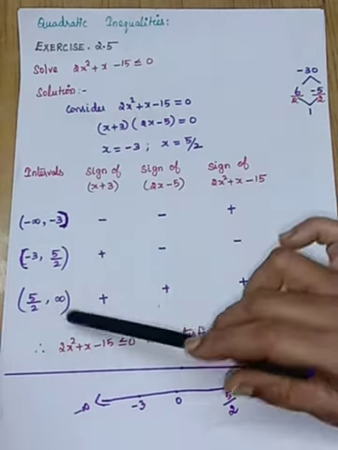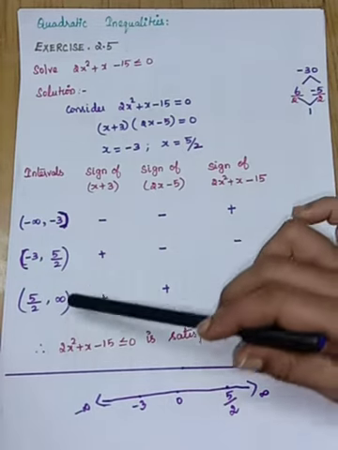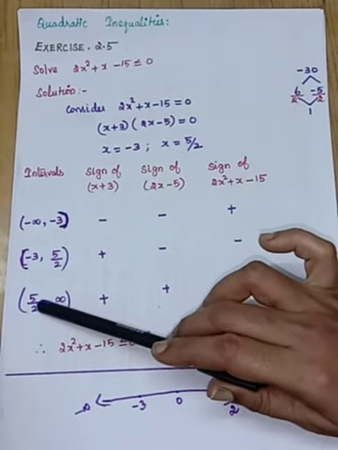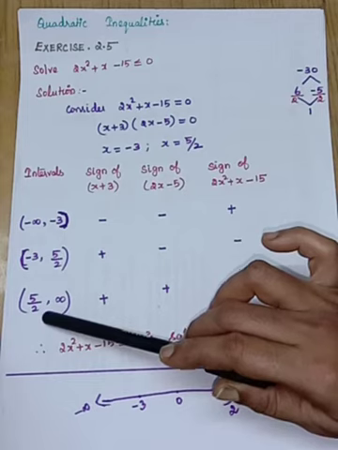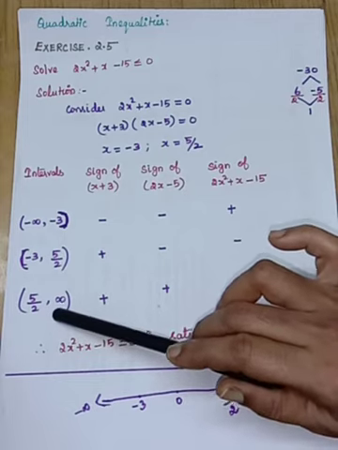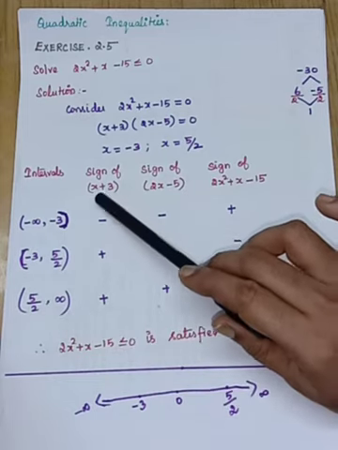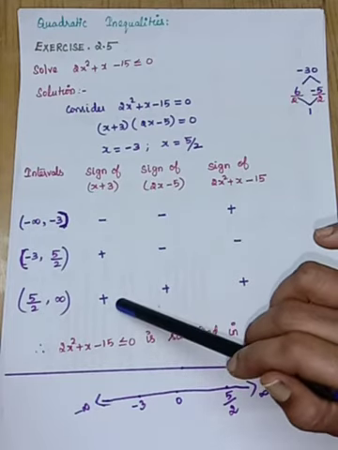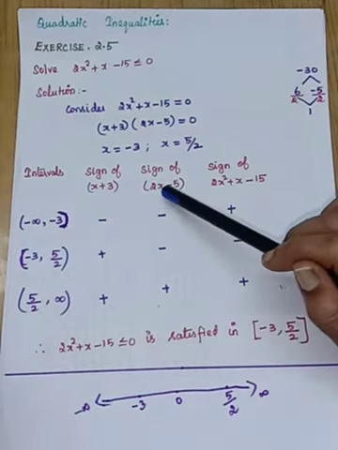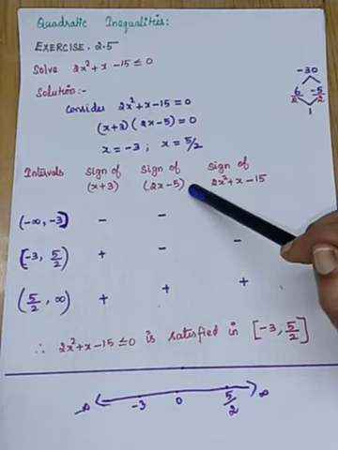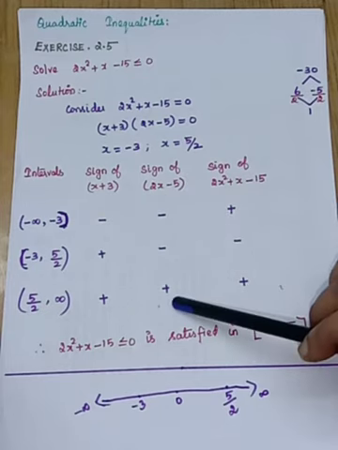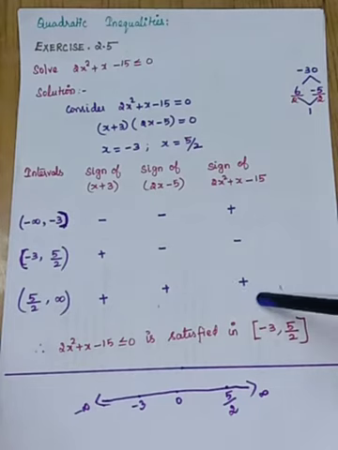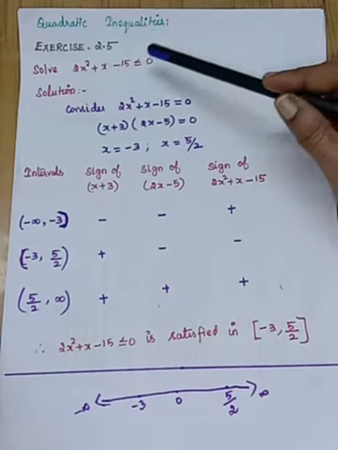Okay, so next one, 5 by 2 to infinity. You consider this interval. 5 by 2 is what? It is 2.5, so you can take 3. Here if you substitute 3, 3 plus 3 is 6, that is positive. Here when you substitute 3, it is 6 minus 5, that is 1, this is positive. So the product of these two is positive.